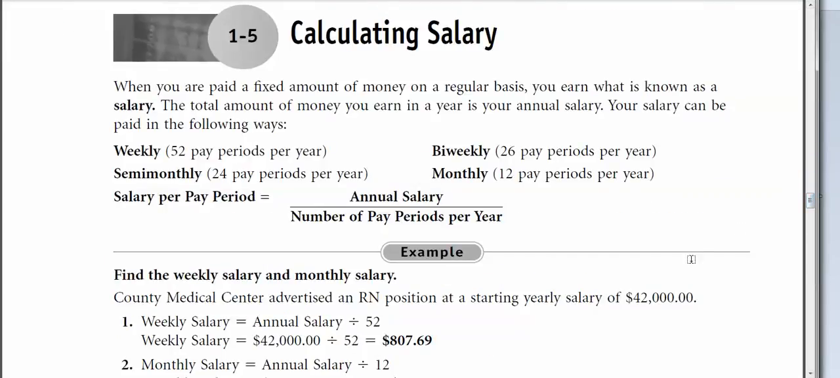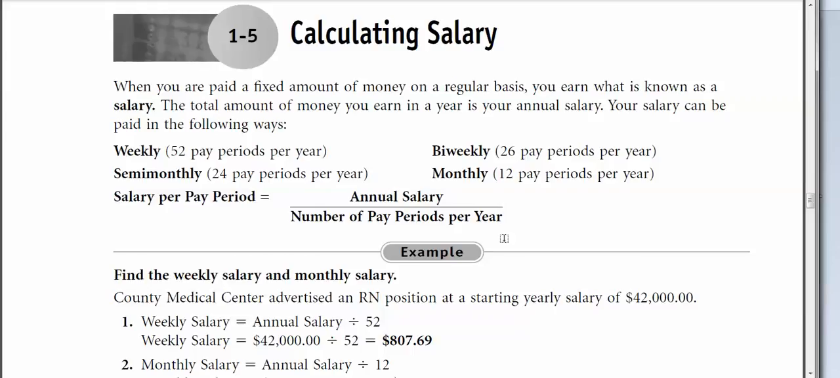Okay, so 1.5, calculating salary. So this one, salary is really something you get paid a lot when you're in a higher level job. And as a teacher, I get a salary. I get paid a certain amount of money for the entire year I'm on a contract. So when you are paid, the book says, when you are paid the amount of money on a regular basis, you earn what is known as a salary. The total amount of money you earn in a year is your annual salary. Your salary can be paid in the following ways.